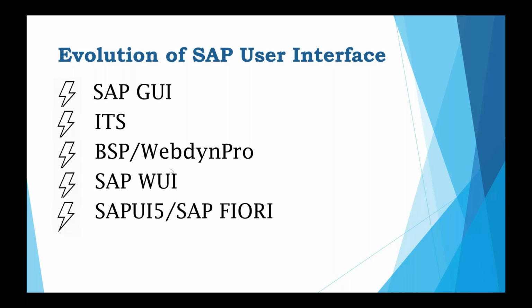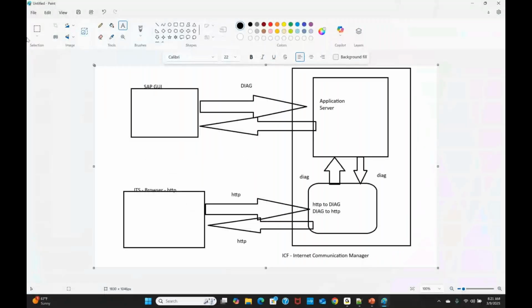Before WebDynpro, BSP had come, but anyway, I'll talk about WebDynpro first. The disadvantage of WebDynpro is that client side validation is not there. The problem with WebDynpro is that it is a standard UI, and beautifying the UI is not that flexible. Let's take an example.